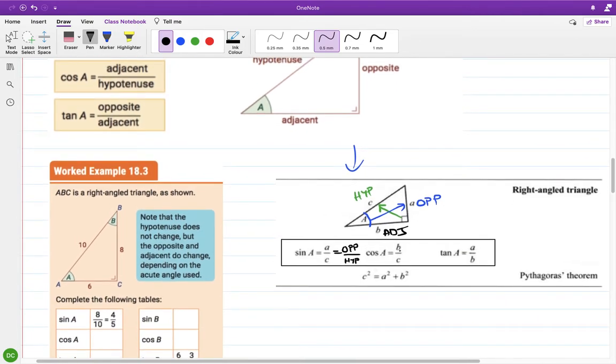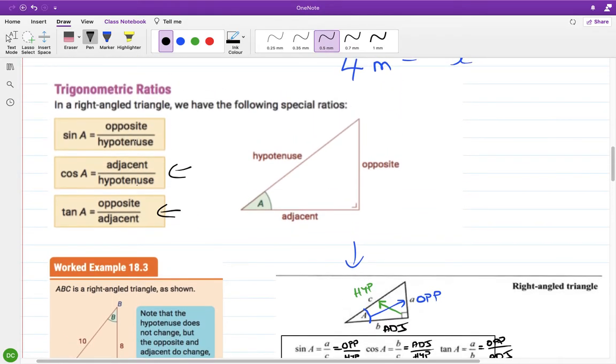For cosine, it's B over C. B is the adjacent and C is the hypotenuse. And again, if you look up, there's cosine, adjacent over hypotenuse. And then the last one, which is the tan or the tangent, is A over B. So A is the opposite and B is the adjacent. Okay, and again, tan is opposite over adjacent.